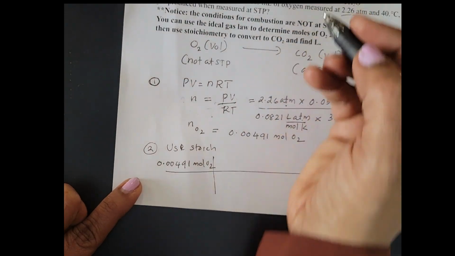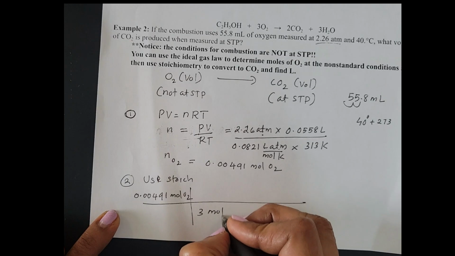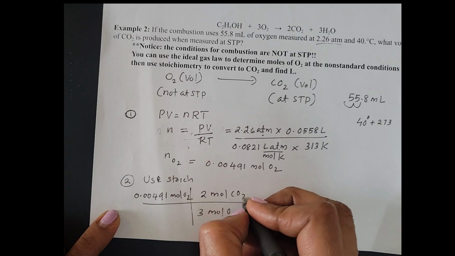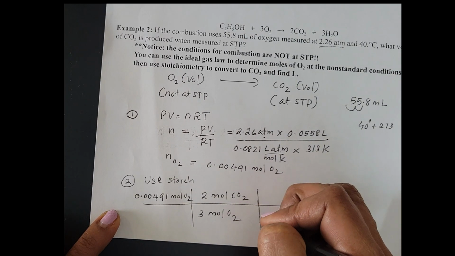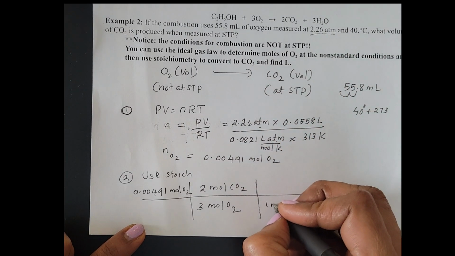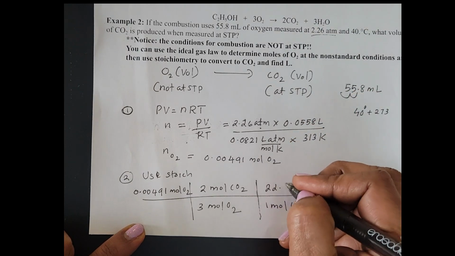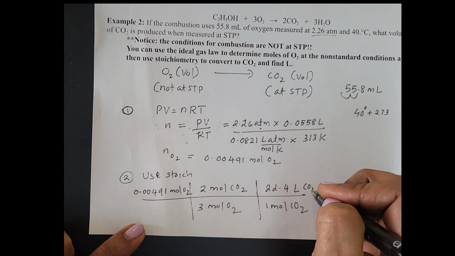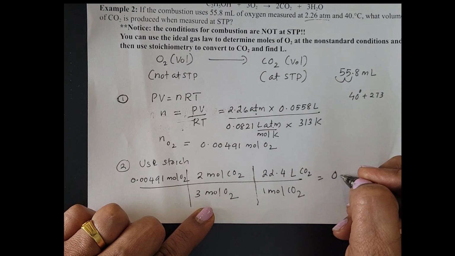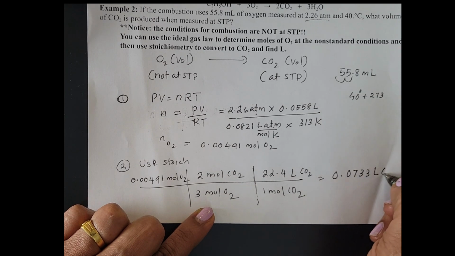Then go to the equation. It says 3 moles of oxygen will produce 2 moles of CO2. And we can go further for the next step because the unknown is at STP condition. So you can say 1 mole of CO2, since it is at STP condition, is 22.4 liters of CO2. We are done. So the answer is 0.0733 liters of CO2.